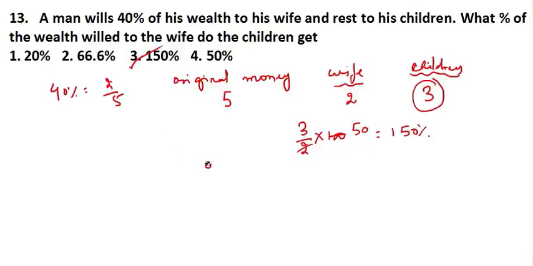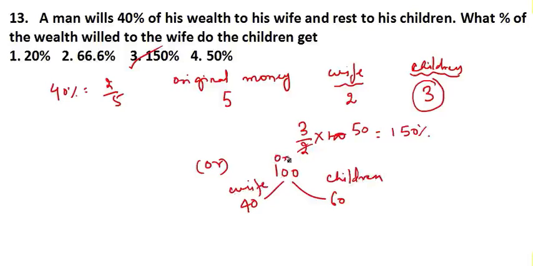Or you can say that, suppose the man has 100 rupees, 40% he gave to his wife, 40% means 40, then the rest, 60, he gave to his children. So this is what percent of the money that the wife gets? So simply 60 by 40 into 100. If you cancel this with 25, again you get 150. Okay, I hope this point is clear now.